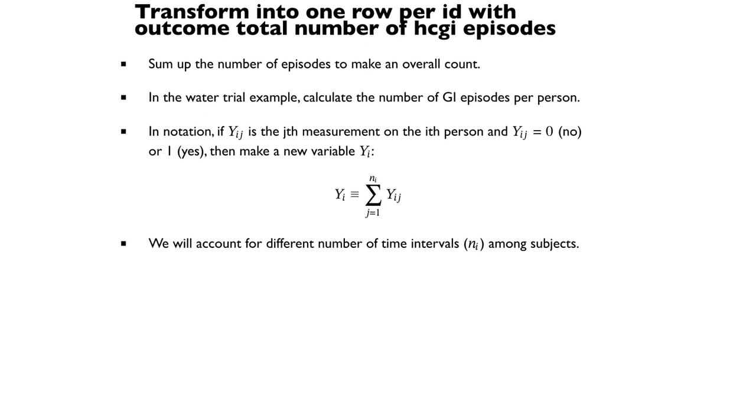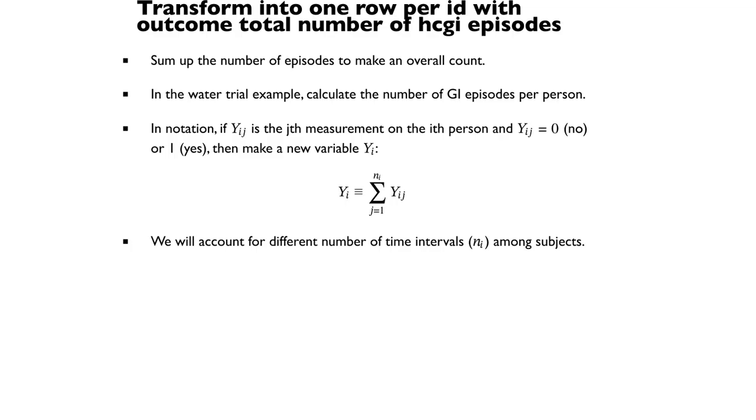So nothing terribly magical here. We're going to create a new outcome, y_i, which is just the sum of all the y's. Remember, it's a 1 if it occurred, a 0 otherwise, so the total number of 1s will give you, for every subject, the number of events. And of course, we'll also know the n_i, the number of times they actually reported whether or not they had an event.